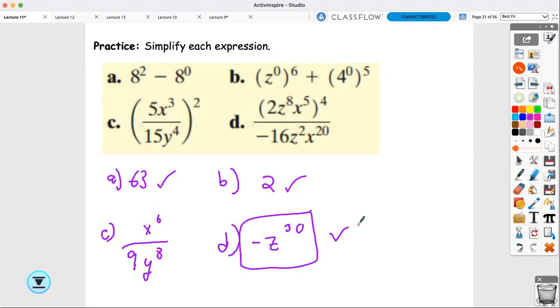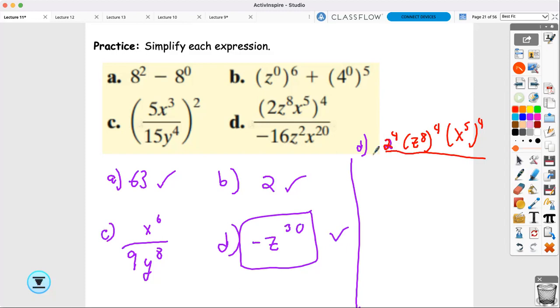Yes, I will gladly work out D. So we have the work for D right here. We're going to distribute the 4 to the top right. So we're going to get 2 to the 4th, and then Z to the 8th to the 4th power, X to the 5th to the 4th power, over negative 16 Z squared X to the 20th.